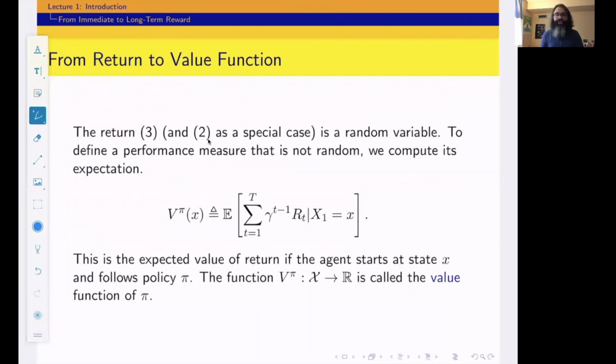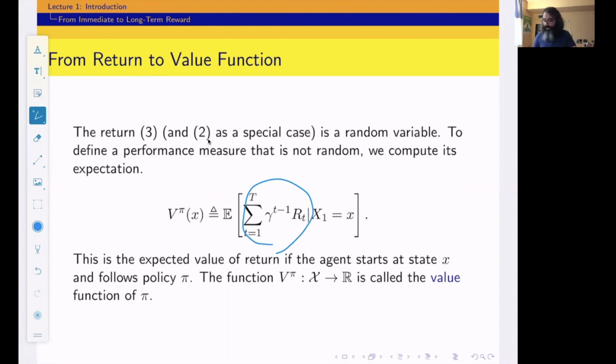the return that I define is a random variable. If you want something that is not random, like if the performance is not random, then we can compute its expectation. So here I have this return, the discounted return, and I take the expectation of it.